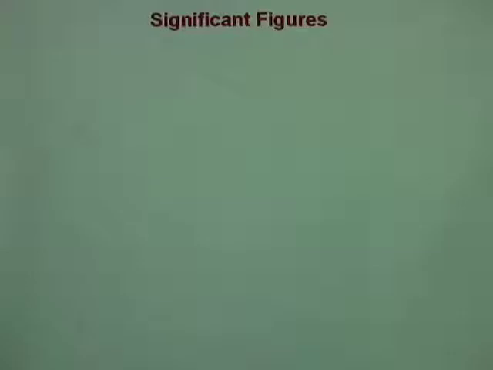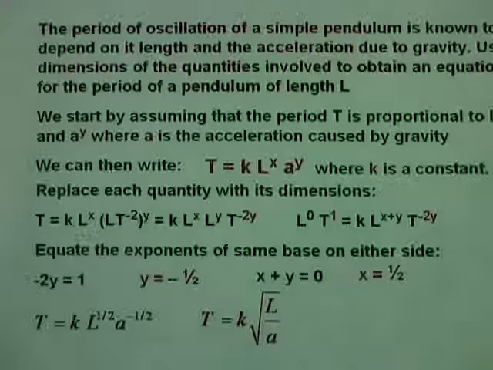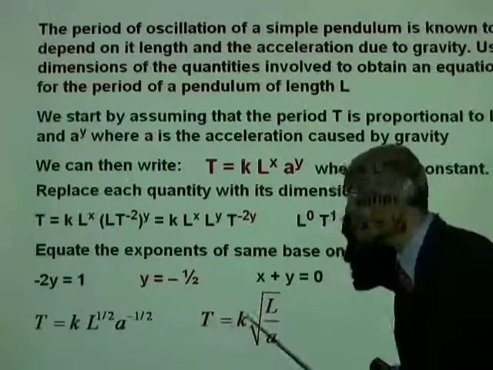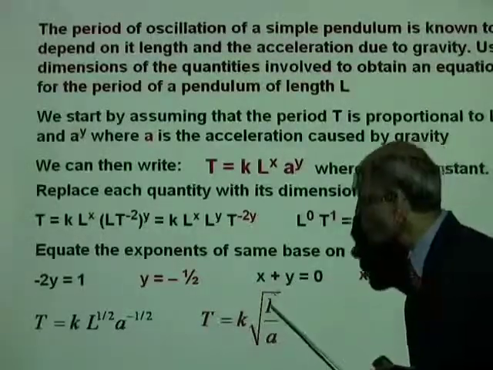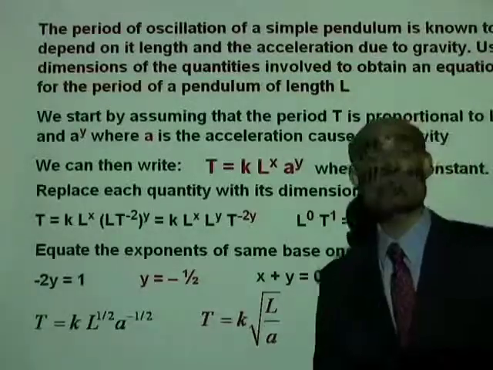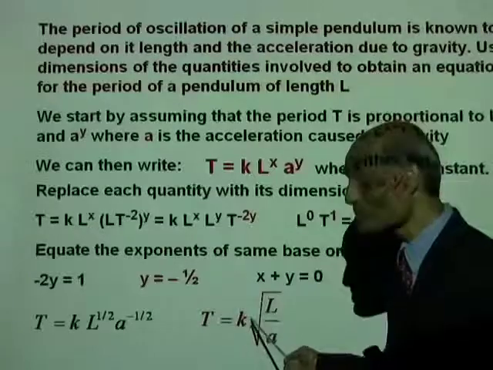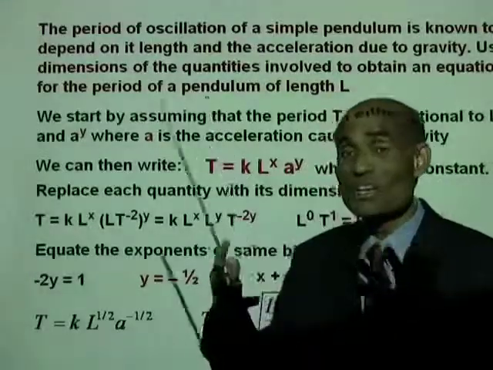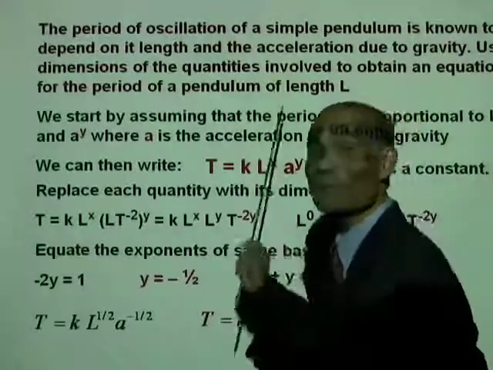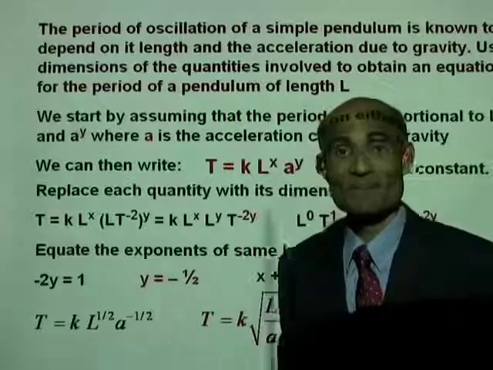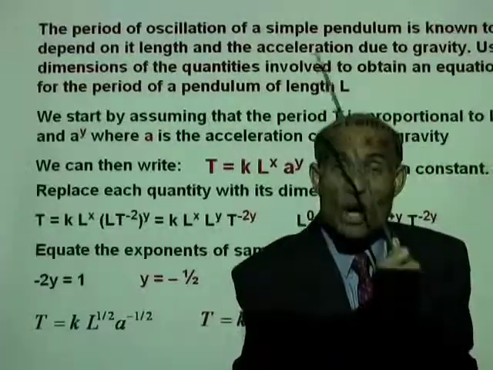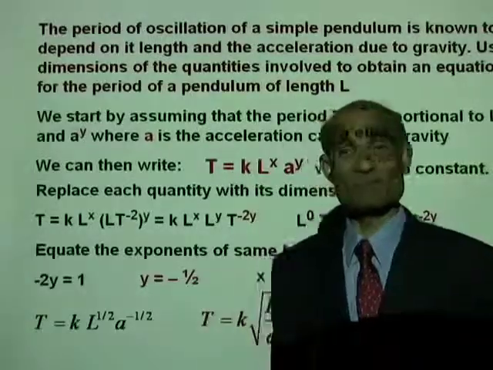And this is T, the period of the pendulum, is a constant times square root of length divided by acceleration caused by gravity. That's a beautiful equation. And you see how simply we were able to obtain it by using the method of dimensions. In physics 2, we will obtain this equation using the oscillations of a pendulum.